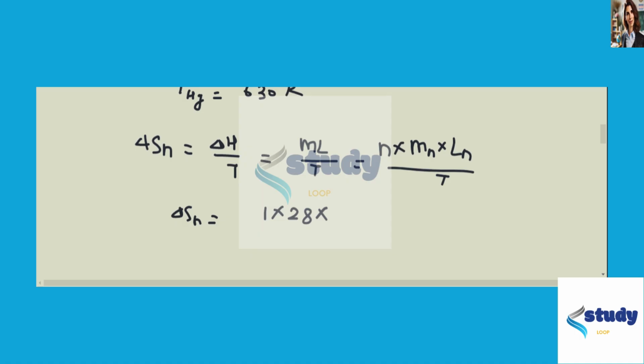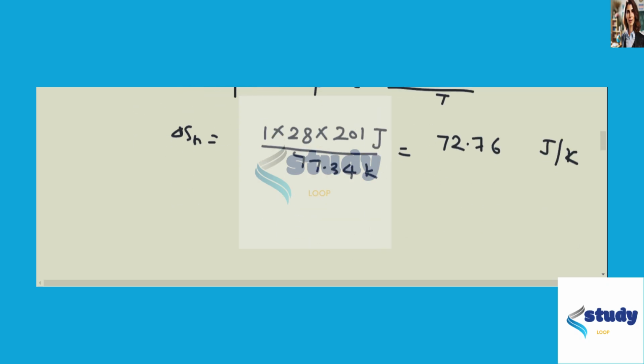So change in entropy of nitrogen is 1 into 28 into latent heat of nitrogen, which is given as 201 into 10 to the power 3, which means 201, upon 77.34 Kelvin. This is equal to 72.76 joule per Kelvin. Similarly, we can calculate for silver and mercury.